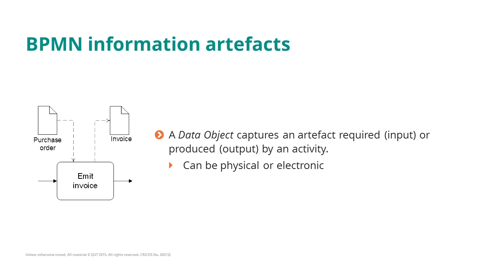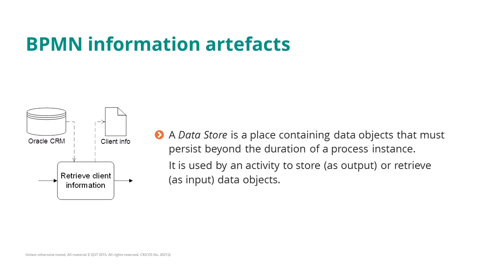Now, another element that BPMN uses is the data store. So the data store is a place to be able to persist data objects beyond the duration of a particular process instance. So it is used by an activity to store documents, data objects, so artifacts in general, or to retrieve data objects. For example, we can use it to model a place to store physical artifacts, such as a file cabinet to store invoices on paper, or as a system storage unit, like a database management system, that can be used to retrieve clients' information.